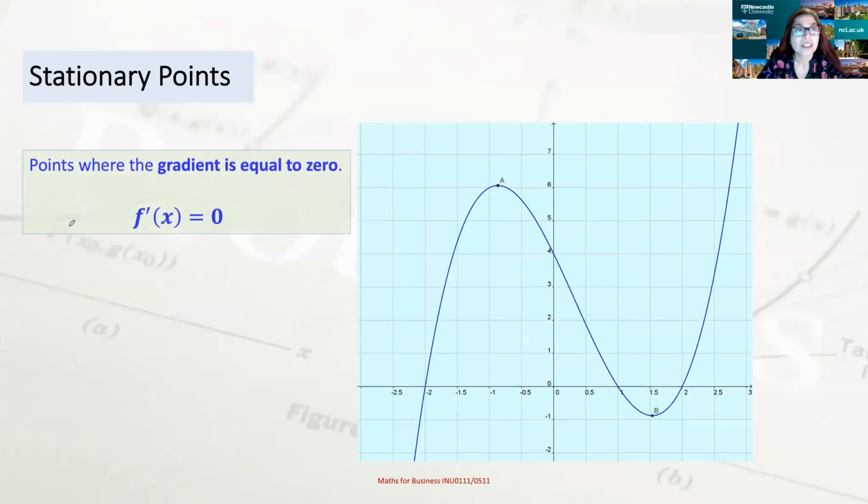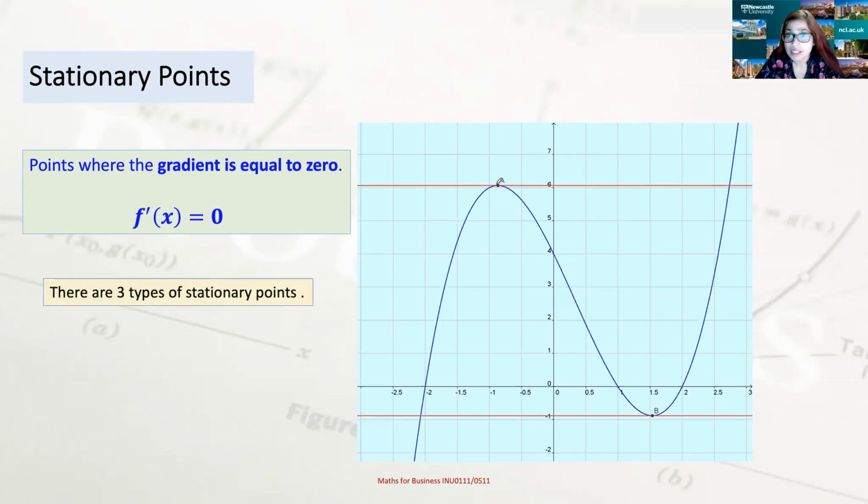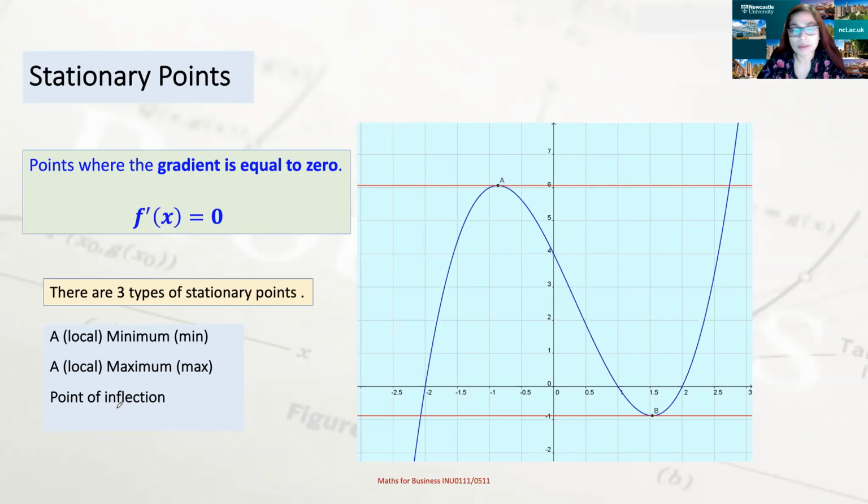Okay. So let's now find the stationary points. The points where the gradient is equal to 0. So that means the gradient f prime x is equal to 0. So there are 3 types of stationary points. One is the maximum, and the other one is the minimum point. That is a local maximum and a local minimum. And the third one is a point of inflection, which we do not include in the course. So you are going to concentrate only on the local maximum and local minimum.